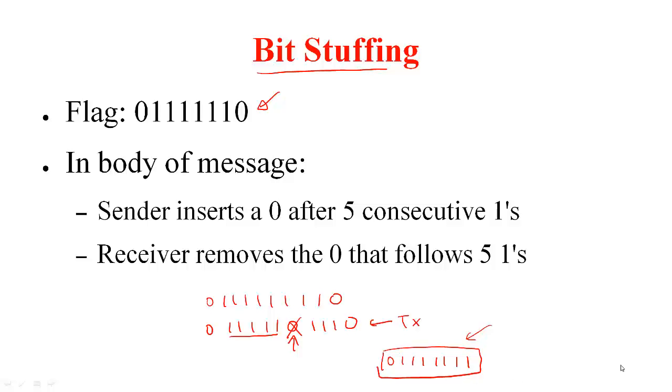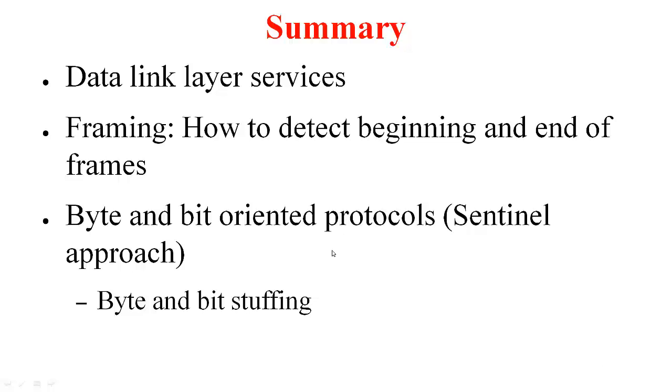So now we are done with framing. So here is a quick summary. As part of the data link layer, we looked at the various services offered by this layer, basically the framing, multiplexing, error detection, media access control, and so on and so forth. We looked at one specific aspect, that of framing, how to detect the beginning and end of frames.